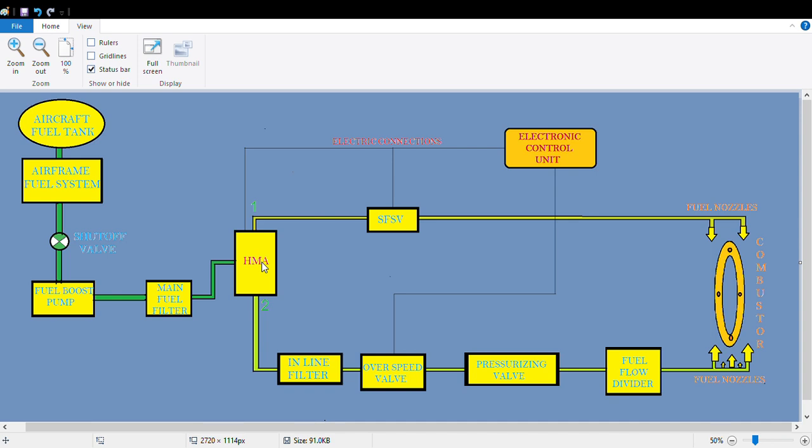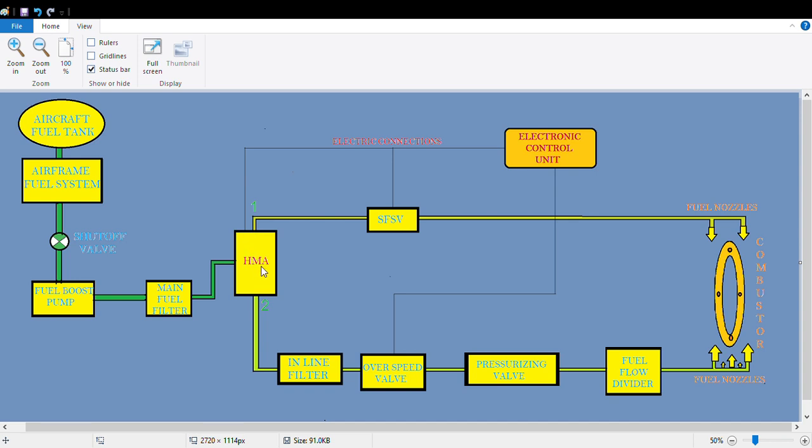The purpose of the hydromechanical assembly is to increase or decrease the amount of fuel supply. The fuel supply is controlled by a signal from the electronic control unit. The electronic control unit receives signals from different sensors and motors and calculates the engine parameters. As per that, it gives a signal to the hydromechanical assembly.